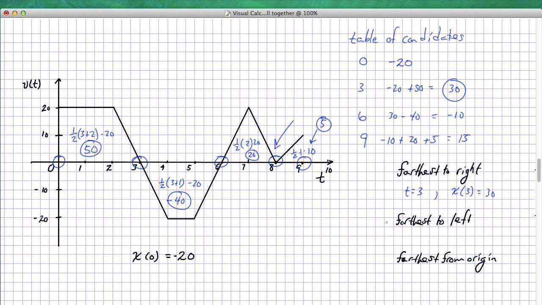Farthest to the left. Farthest to the left is going to be, look at that, the dark horse candidate. It was an endpoint. At t equals 0, x of 0 equals negative 20. So see, if we hadn't included the endpoints, we would have not gotten the correct answer. Let that be a lesson. And then farthest from origin, we're comparing the 30 with the negative 20, and farthest from origin is going to be 30. That's it.